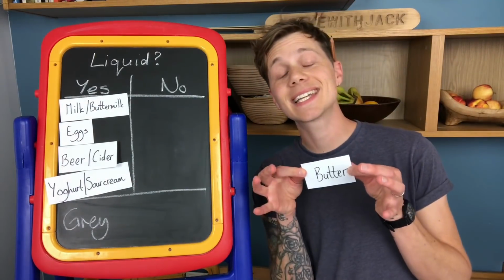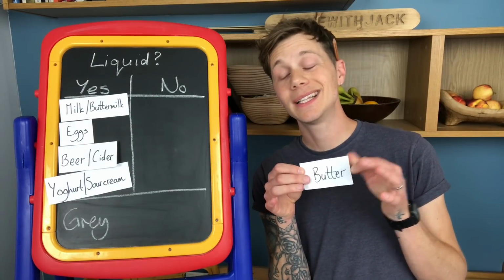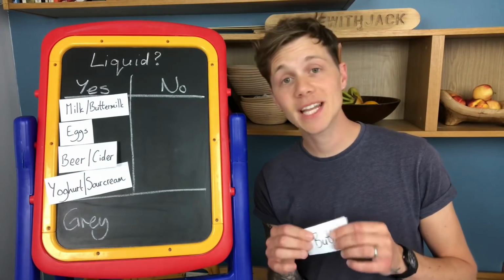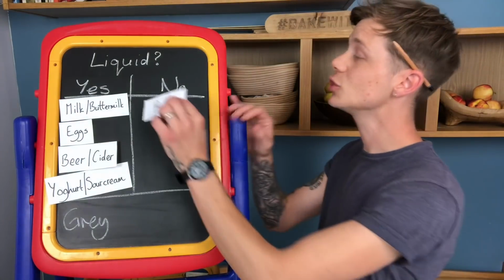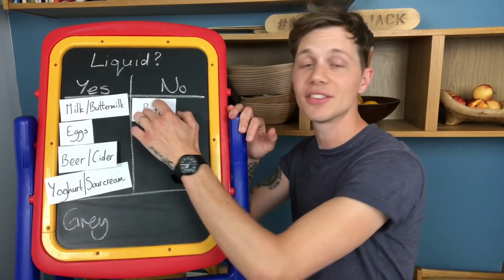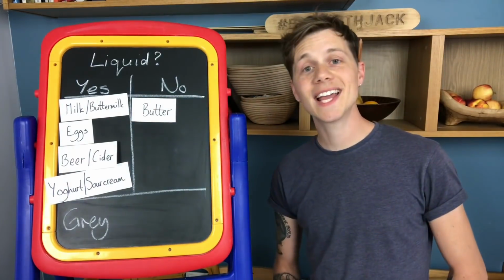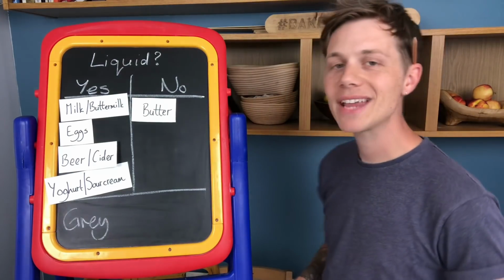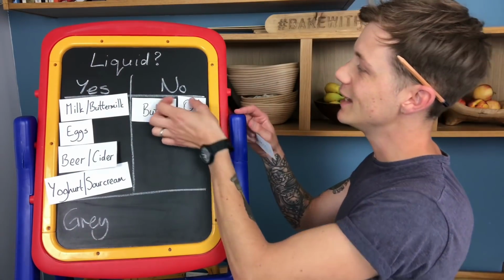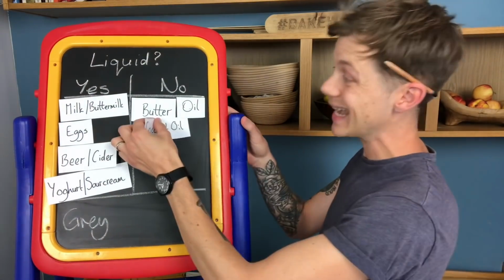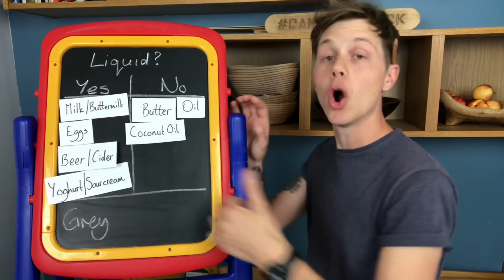Some people add it in its softened solid form, which I tend to do, and some people melt it and put it in with the liquid. Either way, in my mind, it doesn't contribute to the hydration of the flour, and so it belongs in the no category. Oil is a liquid, but it is also a fat, and so I would put it here in the no category, along with coconut oil, which again, like butter, can be a solid or a liquid.